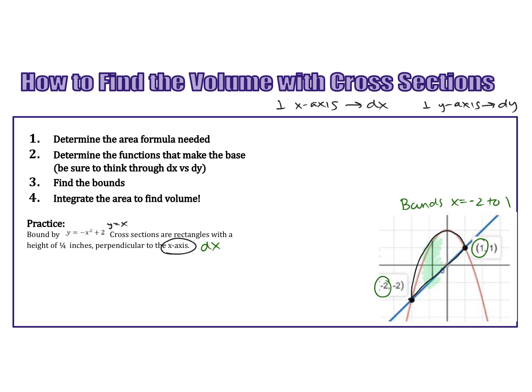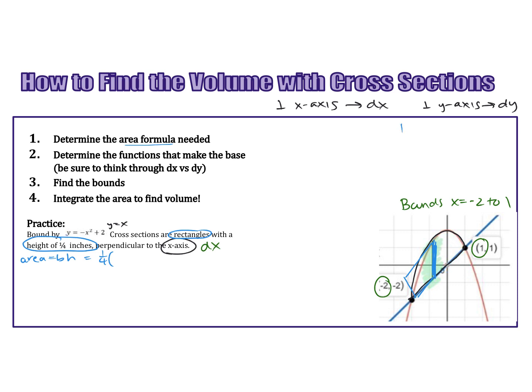Now let's talk about the area formula. We are looking at an area that is a rectangle. So we know that area of a rectangle is base times height. We know the height here. It actually says the height is 1/4 of an inch. And now we just need to figure out what the base is. Well, the base is this length here. These rectangles are coming outward from this graph. So this length is the base.